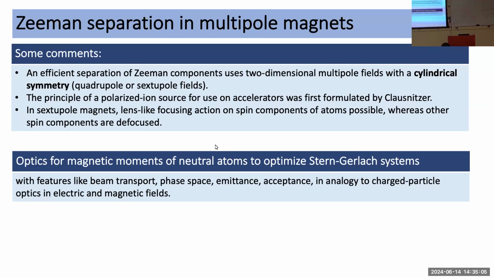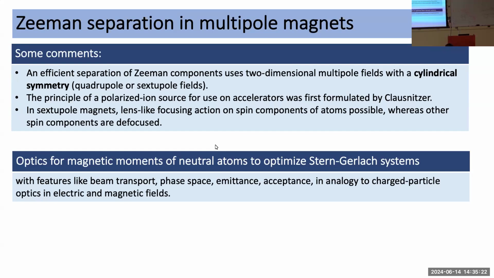And, well, I should say here that the principle for a polarized ion source for use in an accelerator was first formulated by Clausnitzer. I think it was in the 60s. He was a professor at the University of Gießen in Germany.